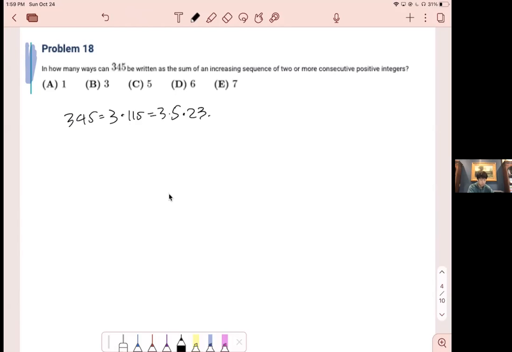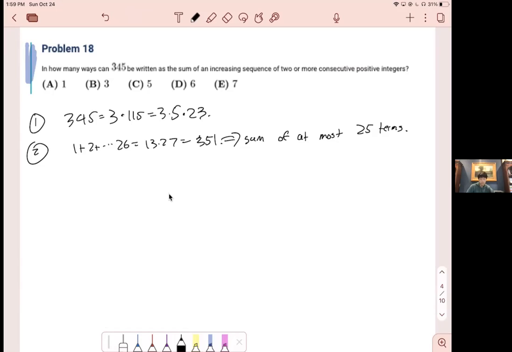I'm going to write out two arithmetic facts. 1 plus 2 plus all the way up to 26 equals 13 times 27, which equals 351. And so this means that we have a sum of at most 25 terms. We can't take the sum of 26 terms because any sum of 26 terms, all of whom are positive, will be at least 351, which fails. And also two or more, that's important.